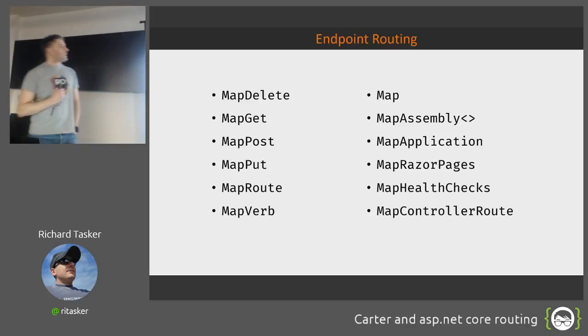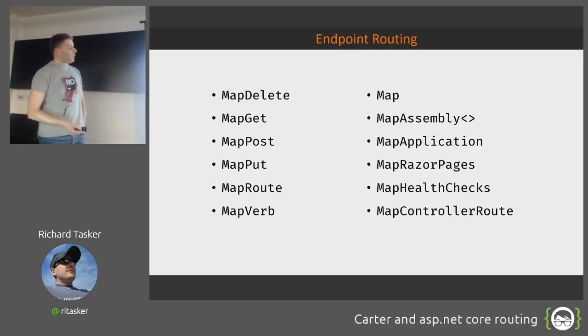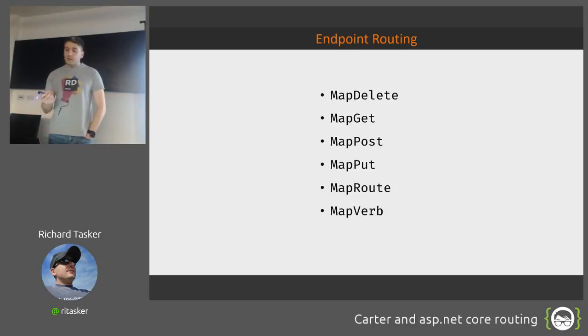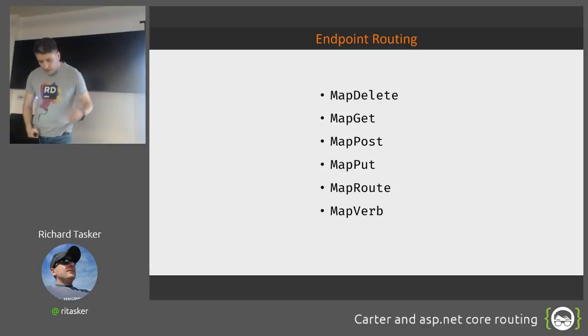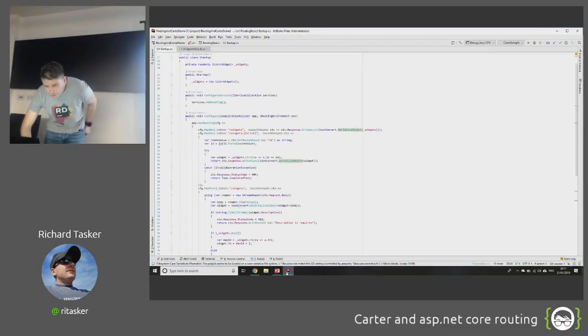These are some of the endpoints, the methods that we get access to. On the right hand side, we've got things like mapping a route to a controller, health checks. We've got Razor pages now, so we've got methods for that. As we are interested in HTTP APIs, we've got methods related to the HTTP verbs. So let's have a look at our API.